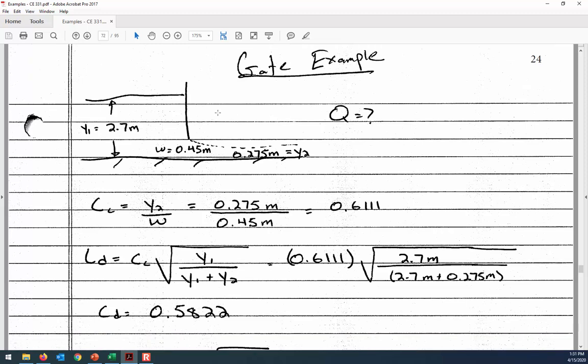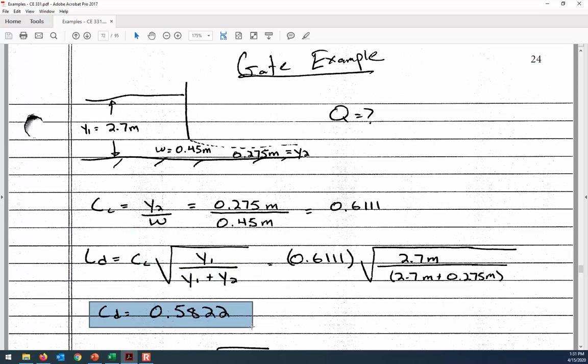Okay, so the first thing that we've got up on the screen here is the sketch with the variables assigned to the depths that are known. So the upstream depth is 2.7 meters. The gate is opened 0.45 meters up off the bottom of the channel. After contraction, the depth goes down to 0.275 meters, and so that's Y2. So the coefficient of contraction is 0.6111. And if you put that coefficient of contraction into our formula for the coefficient of discharge, along with the upstream and the downstream depths, then we get the discharge coefficient is 0.5822.